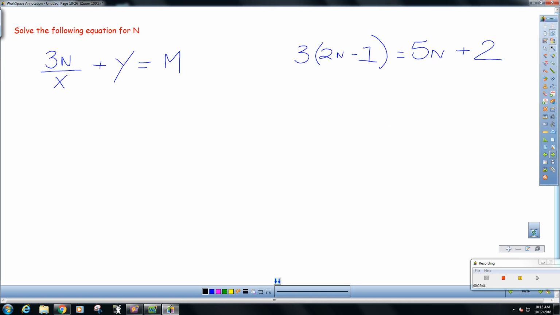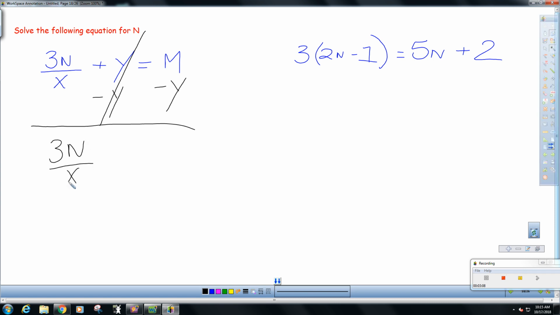Alright. Solve the following equation for n. So we're going to have to solve equations that only contain letters. What would you do first in this one? Subtract y. I would agree. Subtract y. y minus y is 0. So that's why that is gone. So you have 3n over x equals m minus y. What would you do next? Multiply by x.